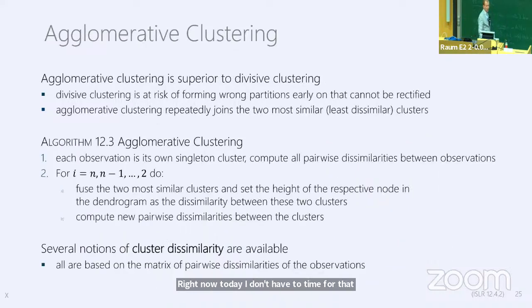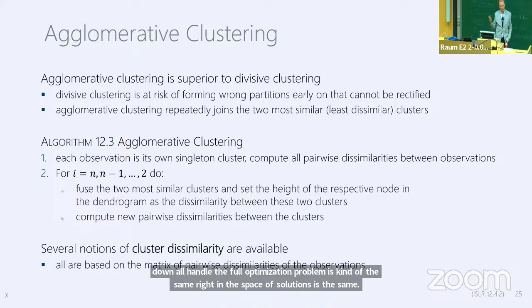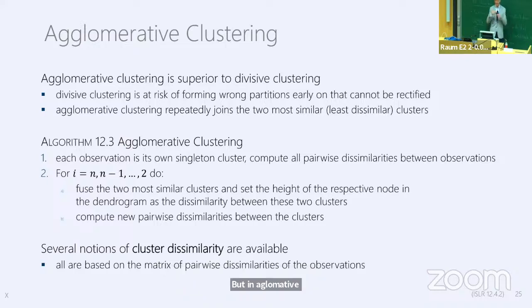Good. Agglomerative clustering, where we start with the singleton clusters and then just merge them until we're done merging, is in general superior to divisive clustering. Although technically, if you write down the full optimization problem, it's kind of the same, right? I mean, the space of solutions is the same. But in agglomerative clustering, it's a bit more permissible to make a small error. If you first merge 2 points together into a cluster that actually should have been merged a bit later, that's not so much of a problem because in the end we kind of fix it along the way.